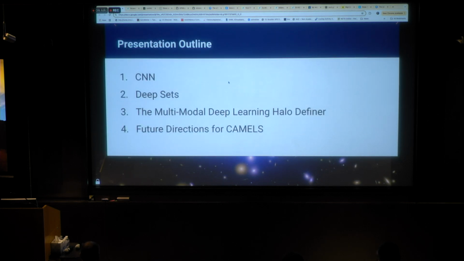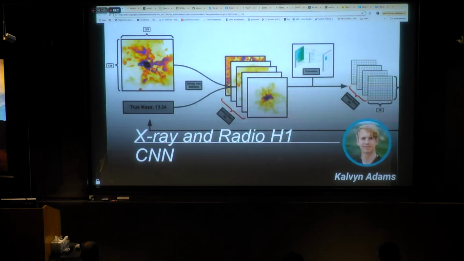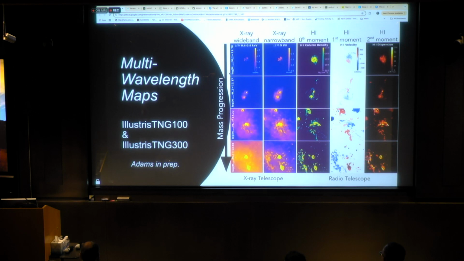So this is our approximate outline. I'm going to move kind of fast here and talk about Calvin's work with a CNN that he has developed and that ingests a lot of data from what we have used for now, which is the TNG100 and 300 simulations.